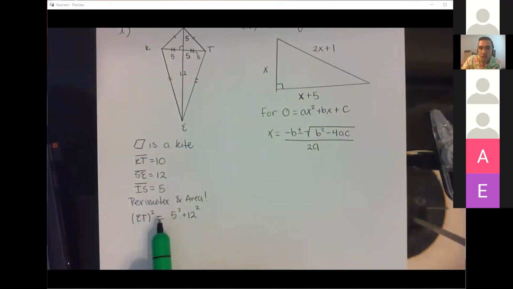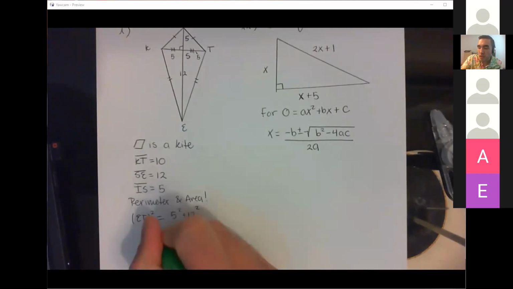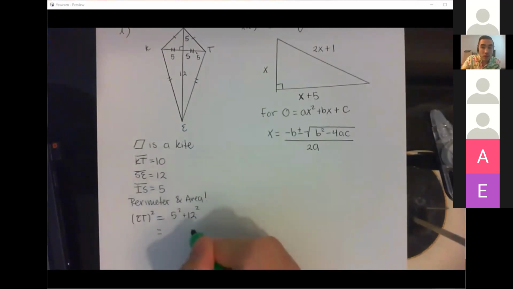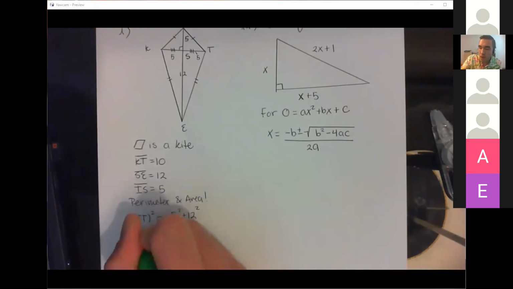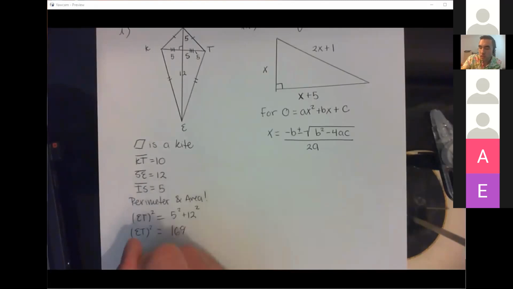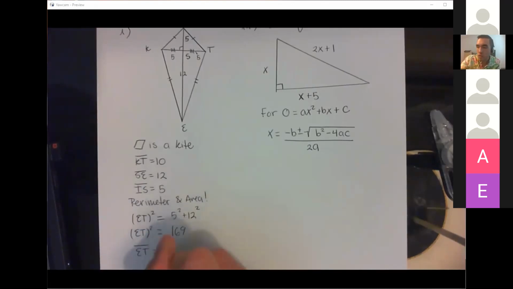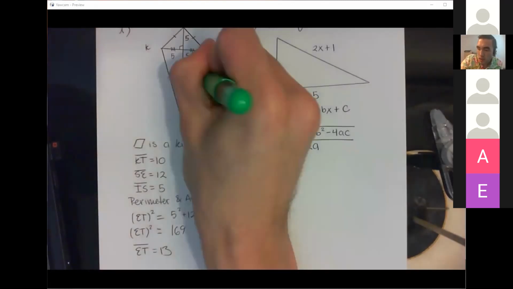And does anybody recognize 5 and 12? Yeah, 13. Pythagorean triple. Good, this is one of our Pythagorean triples. This is the other big one aside from 3, 4, 5: 5, 12, 13. But that's because 5 squared is 25, 12 squared is 144. Those two added together is 169. And the square root of 169 is 13. So that means ET is equal to 13, which actually gives us 2 lengths. This is 13 and this is 13.